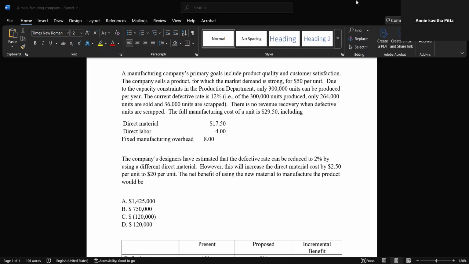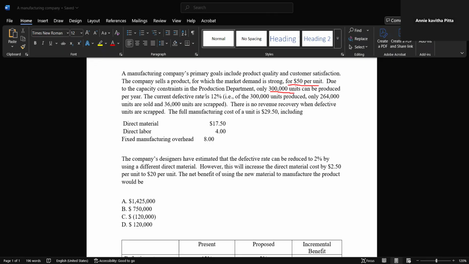There's a question on the screen. A manufacturing company's primary goals include product quality and customer satisfaction. The company sells a product for which the market demand is strong, and it sells for $50 per unit. Due to the capacity constraints in the production department, only 300,000 units can be produced per year.